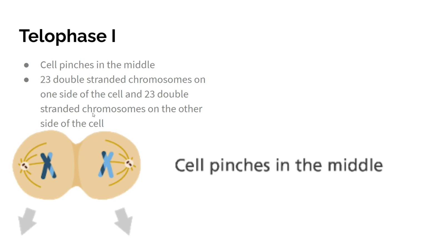During telophase, the cell starts to pinch in the middle, right? We have this cleavage furrow here, and there are 23 double-stranded chromosomes on one side again and 23 on the other side of the cell.